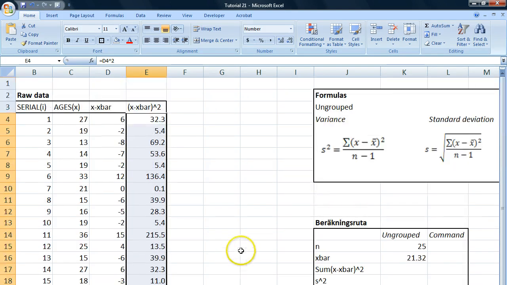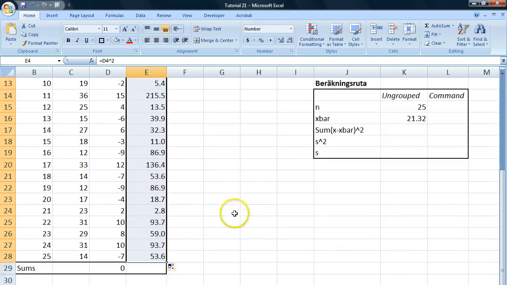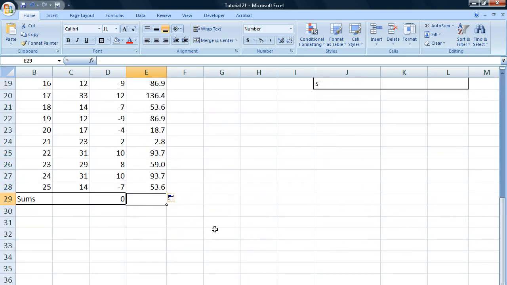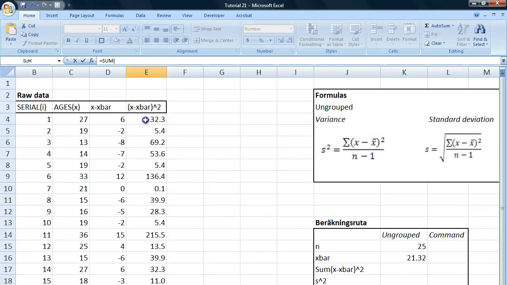There we go. We need the sum of all of these squared distances for the variance to be calculated, so we're going to sum it up down here. I'm going to sum all of my values.